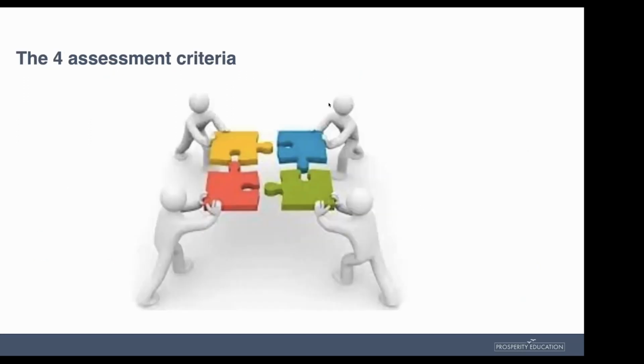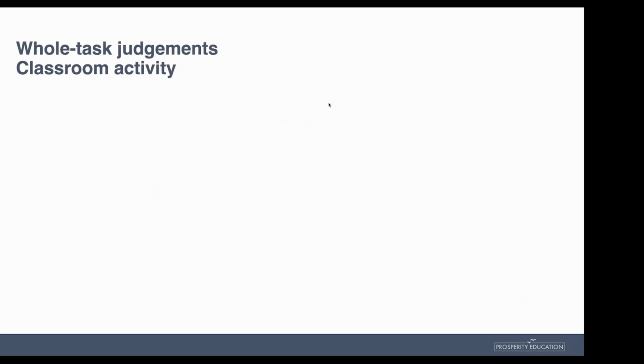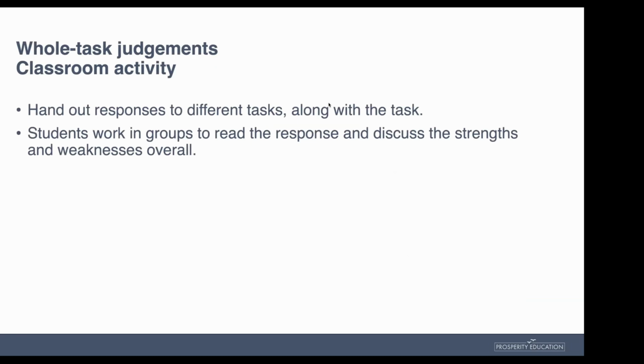So that's the 4 assessment criteria. They all come together to give us an overall mark of 20 for the writing. Before the end of the term, just before the students take their exam, I'd like to give them a whole classroom activity so that they've practiced thinking about all 4 assessment criteria separately, but now they bring them all together.